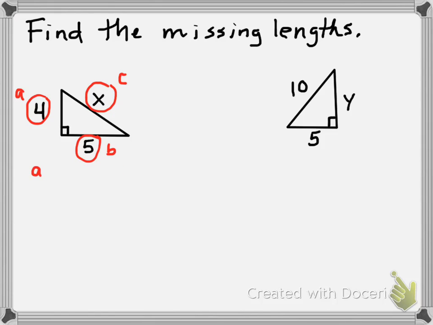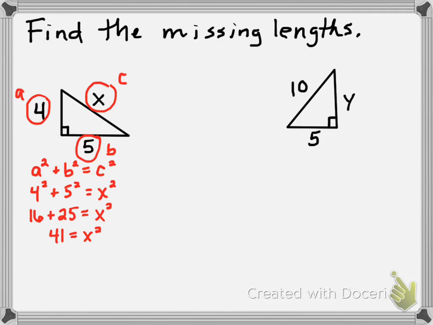So now I can plug it in. I've got A squared plus B squared equals C squared. So that's 4 squared plus 5 squared equals X squared. This time they gave me a variable, so I'm going to use it. So 16 plus 25 equals X squared. Well, 16 plus 25 is 41. And to get rid of the squared, I have to square root both sides. So I get that X equals the square root of 41, and that's the length of this missing side.